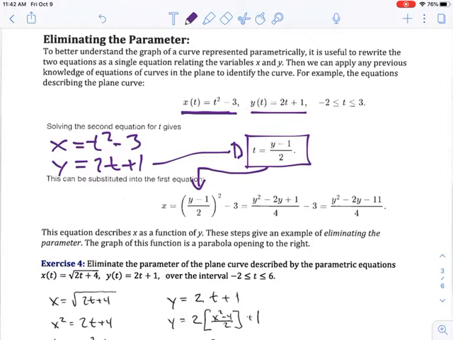And then just simplify that. And so this simplifies to y squared minus 2y minus 11 over 4. And that is the process of eliminating the parameter. So let's try a couple of examples.